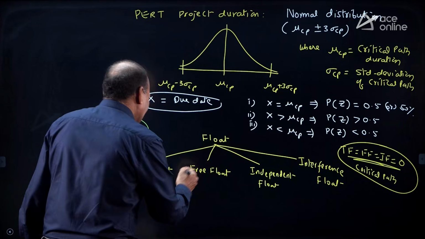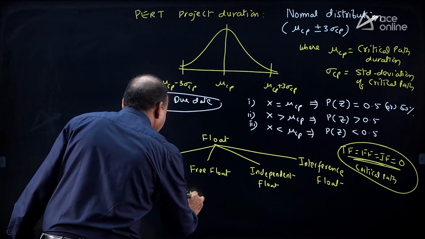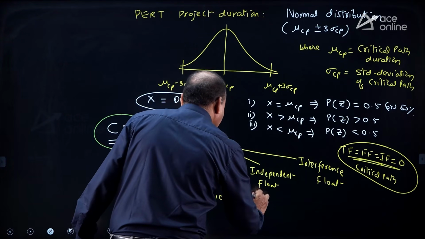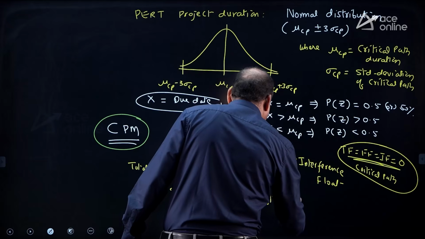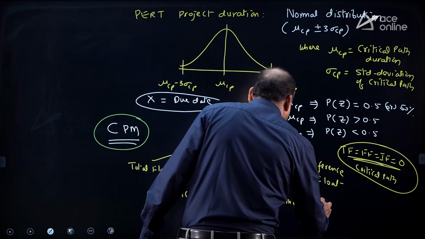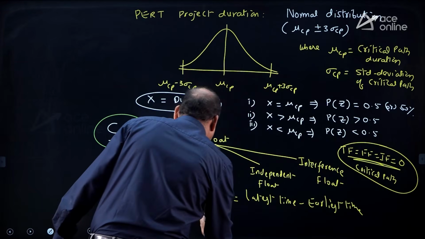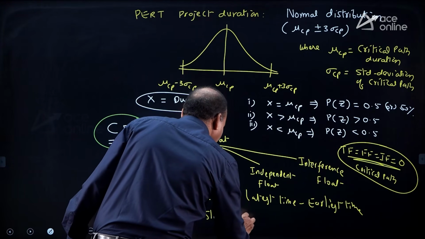And coming to slack. Slack is generally estimated at an event. Slack at an event is equal to latest time minus earliest time, that is, latest occurrence time minus earliest occurrence time. If slack is equal to 0, that is nothing but the critical path.